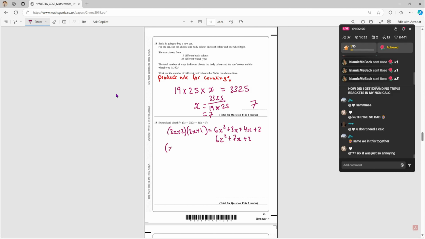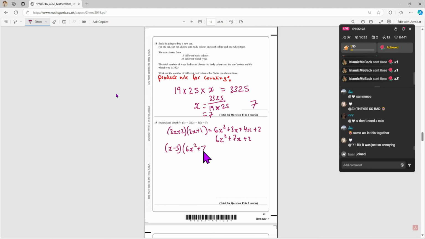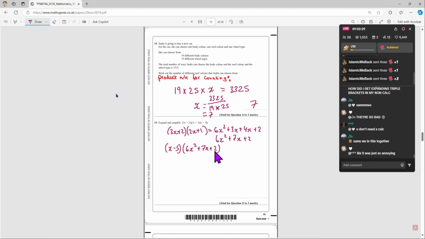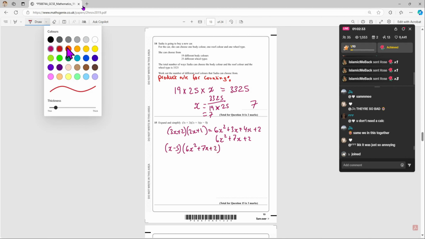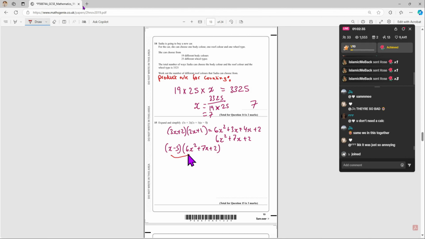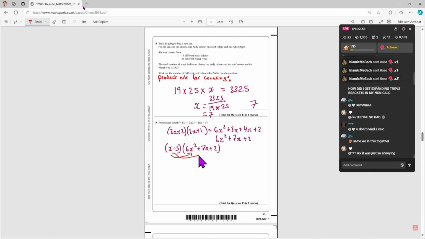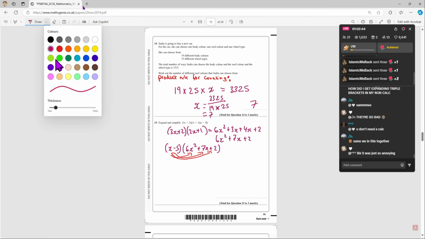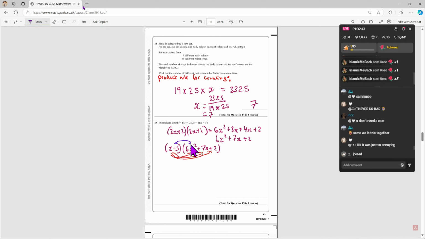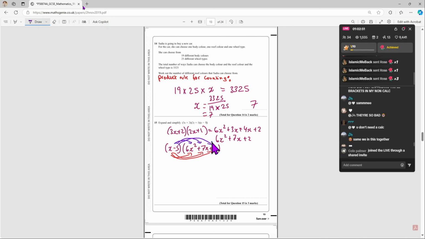So we're going to have x minus 5. That's going to be the bracket that remains. And then we have 6x squared plus 7x plus 2. Now we're going to expand this out. We do x times 6x squared, then x times 7x, and then x times 2. Then we do negative 5 times 6x squared, minus 5 times 7x, and then minus 5 times 2.